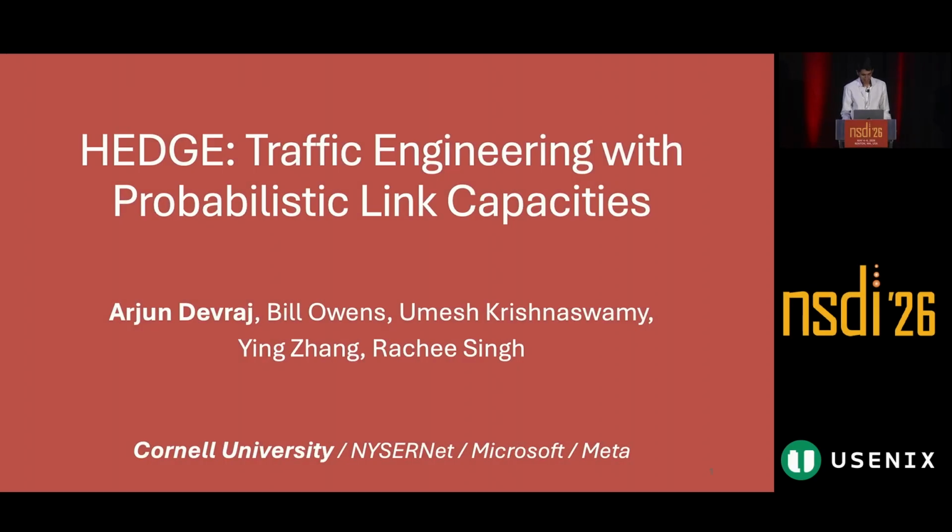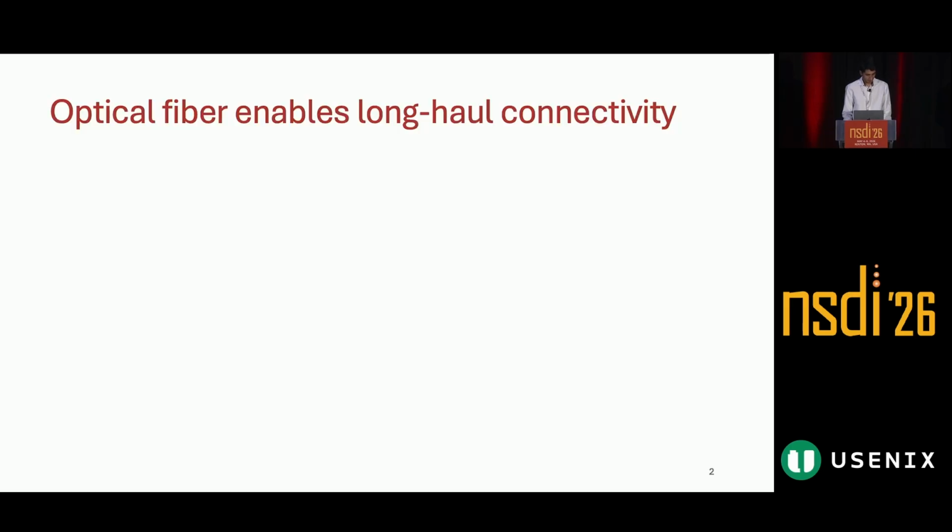Hi, everyone. I'm Arjun. I'm a CS PhD student at Cornell, advised by Rachee. And today I'll be presenting our work about traffic engineering with probabilistic link capacities.